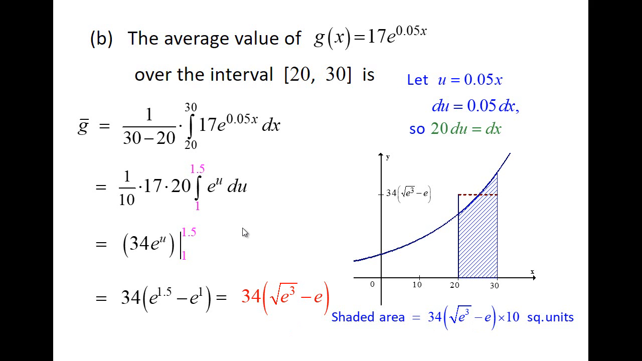Again, that's because this integral right here is the area below the graph of g, above the interval from 20 to 30, right? So that's the meaning of this integral. And then we are dividing that by 10 here. So obviously the average value multiplied by 10 would be the same as this integral right here. If I multiply the average value by 10, I get this integral, which is the area below the graph of g.